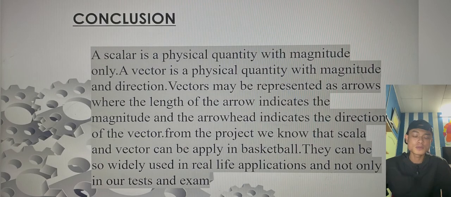Hi guys, my name is Muhammad Samir Shafiq Muhammad Zakwan. My matrix number is 01DKM21F1063. The conclusion of the project, we get that a scalar is a physical quantity with magnitude only. A vector is a physical quantity with magnitude and direction. Vectors may be represented as arrows, where the length of the arrow indicates the magnitude and the arrowhead indicates the direction of the vector. From this project, we know that scalar and vector can be applied in basketball. They are widely used in real life applications and not only in our tests and exams.